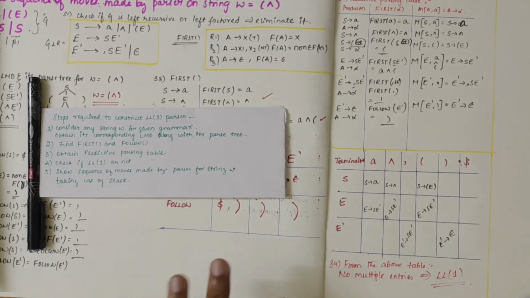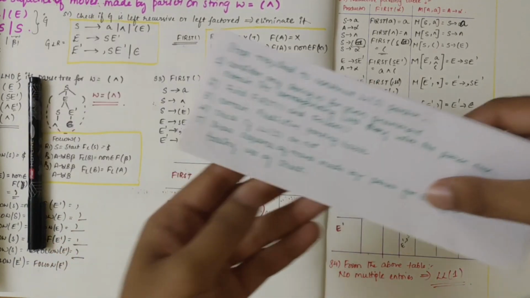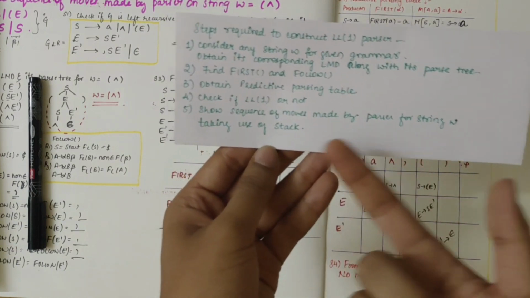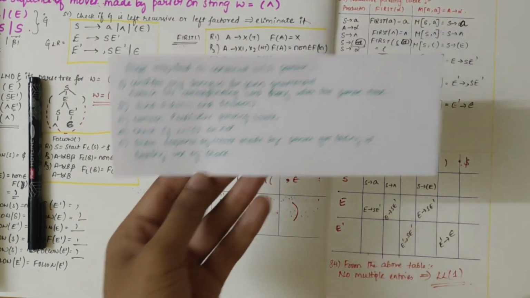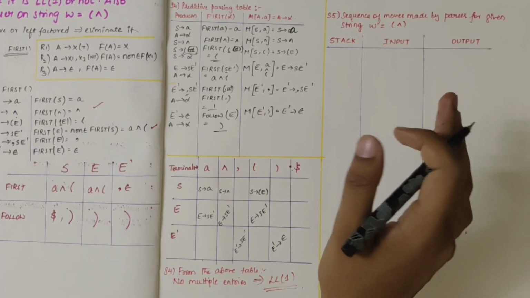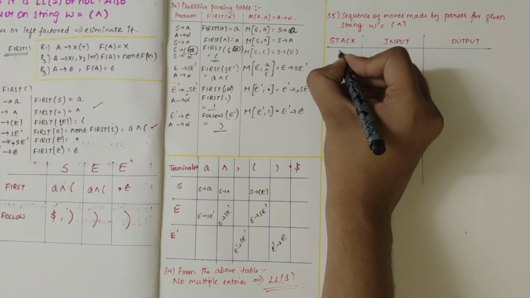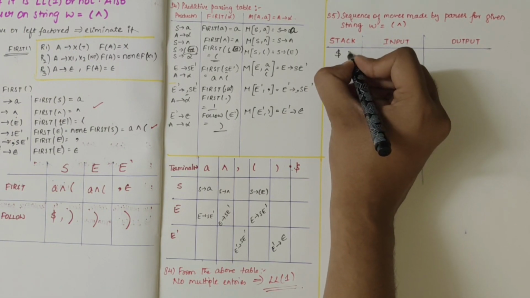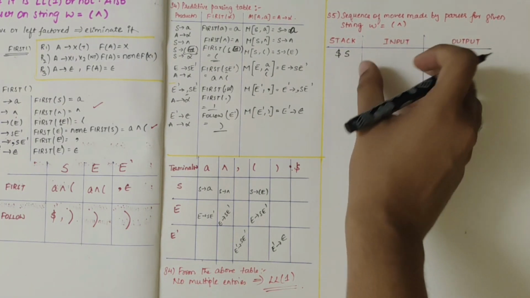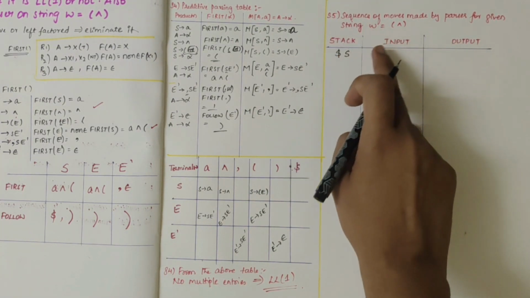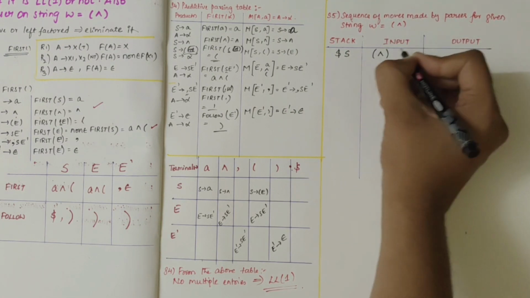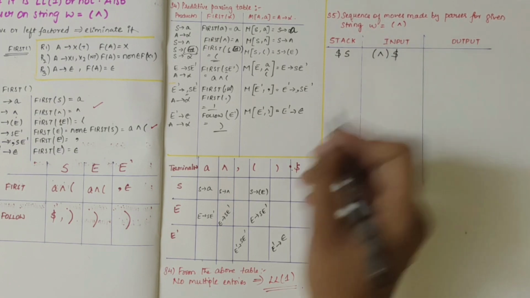So now that we have proved the given grammar is LL1, our next step would be to show the sequence of moves made by the parser for the given string by making use of a stack. So let me construct a table for that. So here I have constructed the table. Let's start filling the values. So first dollar, and the start symbol here is S, right? So let's write S here. Here in the input we have to write the given string followed by a dollar. So the string here is open bracket exponential symbol and close bracket followed by a dollar.